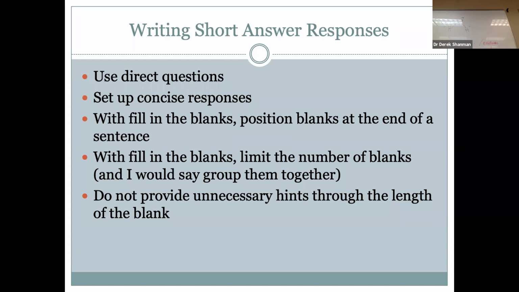When you ask a short answer question, it should be very clear how much your students are expected to produce. You never want your student to get lost in trying to decide how much information to convey. All right? Unless that is part of the task.